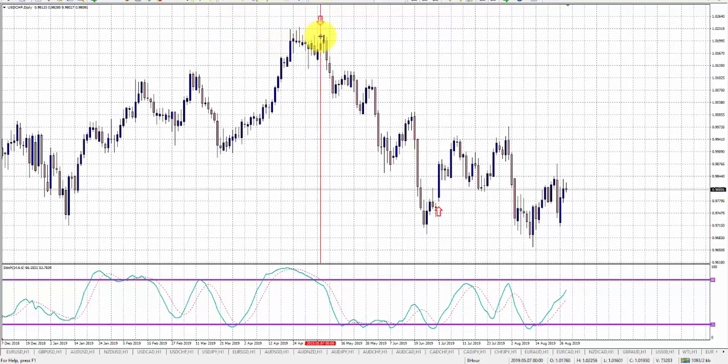So let's say that you wanted to use the stochastic instead of using the stochastic by itself, which it works really well in a sideways market, as you probably know. But in a trending market, it's terrible. Once the market starts trending, it's all over. It will just kill you.